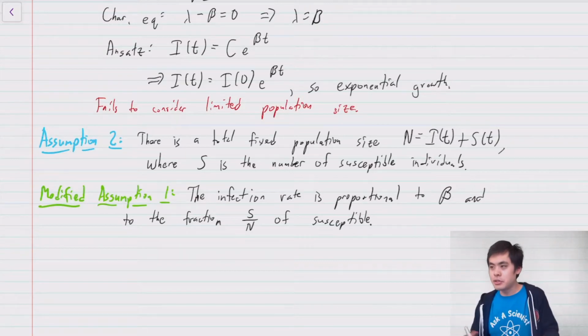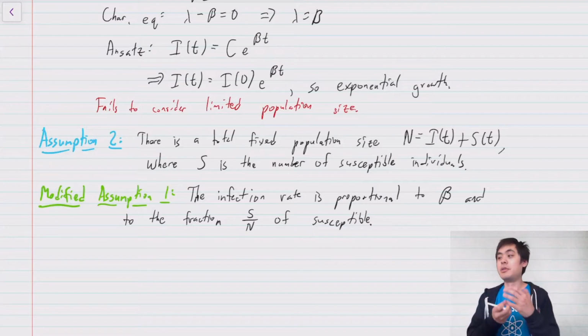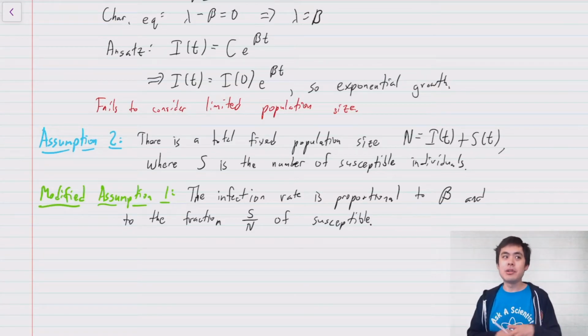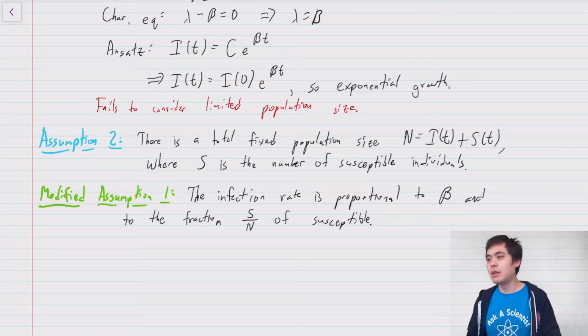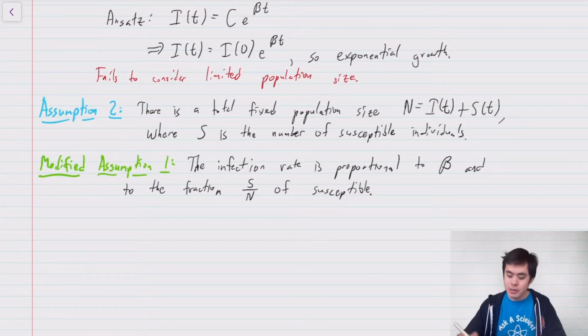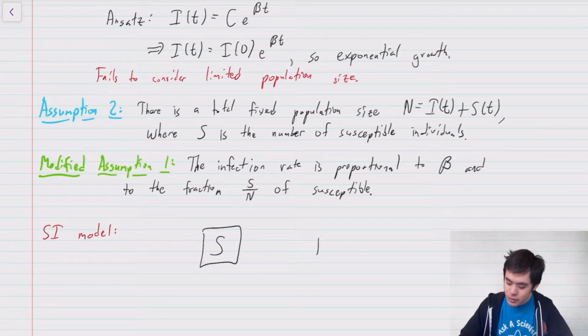Basically, when an infected individual comes across another infected individual, an infection won't happen because both parties are already infected, and so you only really are counting the fraction of encounters where you're talking to someone who is susceptible and might be infected. Now, this leads us to our first compartmentalized model, and this is going to be called the SI model. And we're going to have two compartments. We're going to have S, and we're going to have I.